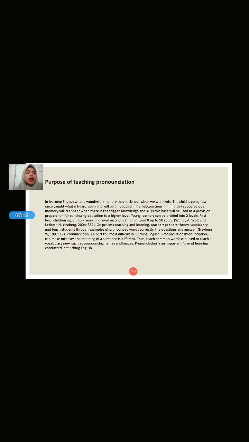level. Young learners can be divided into two levels. The first level is children aged 5 to 7 years, and the second level is children up to 10 years. Wendy Scott and Lisbeth H. Ytreberg, 2004. In the teaching and learning process, the teacher prepares theory and vocabulary, and teaches students through examples of pronouncing words correctly, with question and answer.